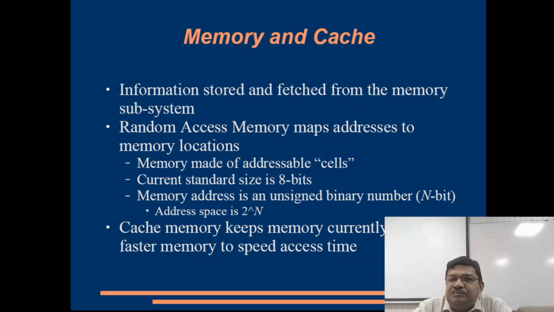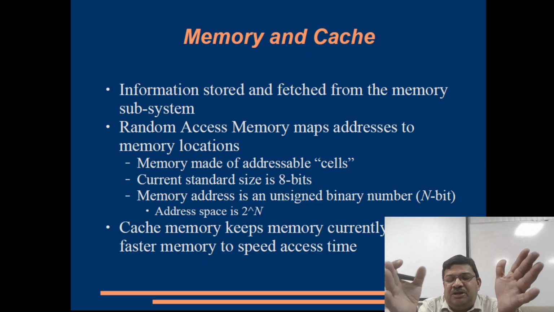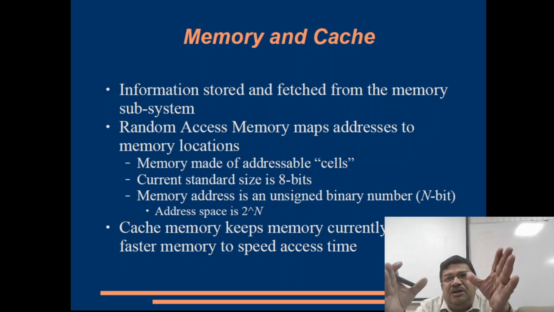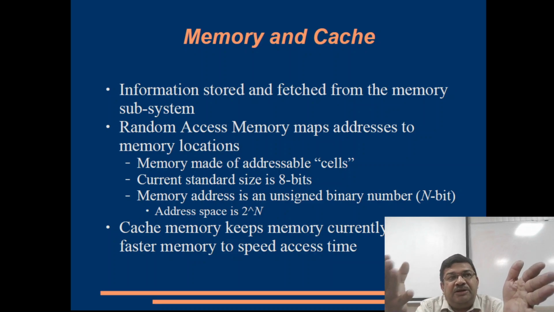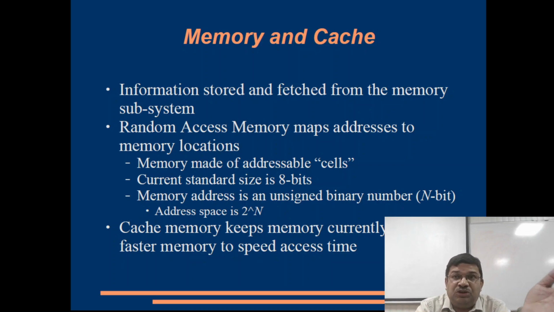Information is stored and fetched from memory subsystems. For computation, as I mentioned, memory or storage locations close to the processor are faster, they have shorter seek time and shorter write time, but their capacity is very small in order to keep the costs under control, because fast memory is obviously going to be costlier.